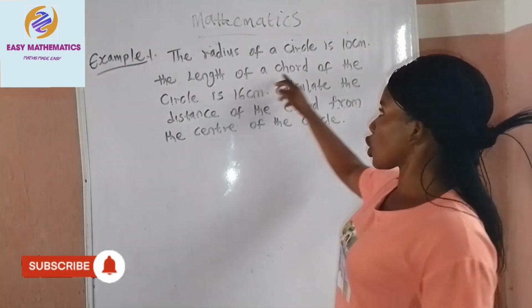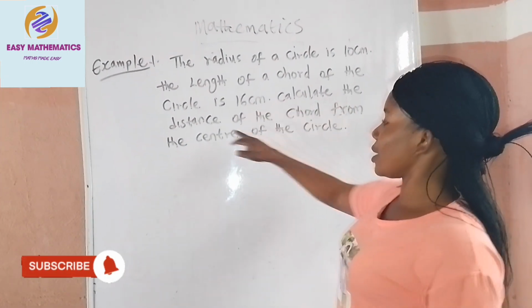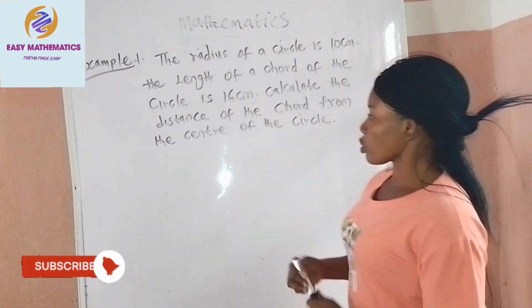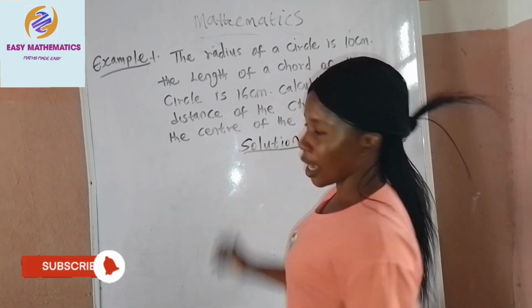The length of a chord of the circle is 16 cm. Calculate the distance of the chord from the center of the circle. Now, solution. The first thing we do, we draw the circle.